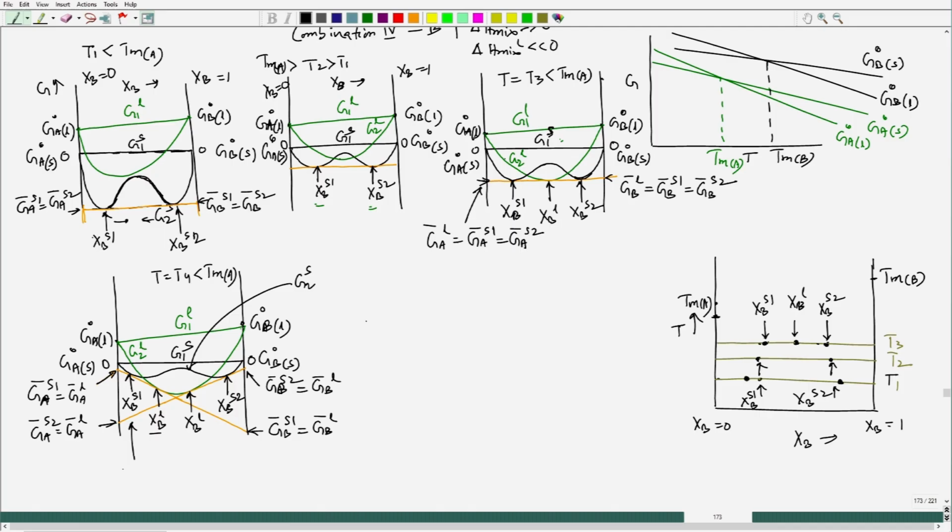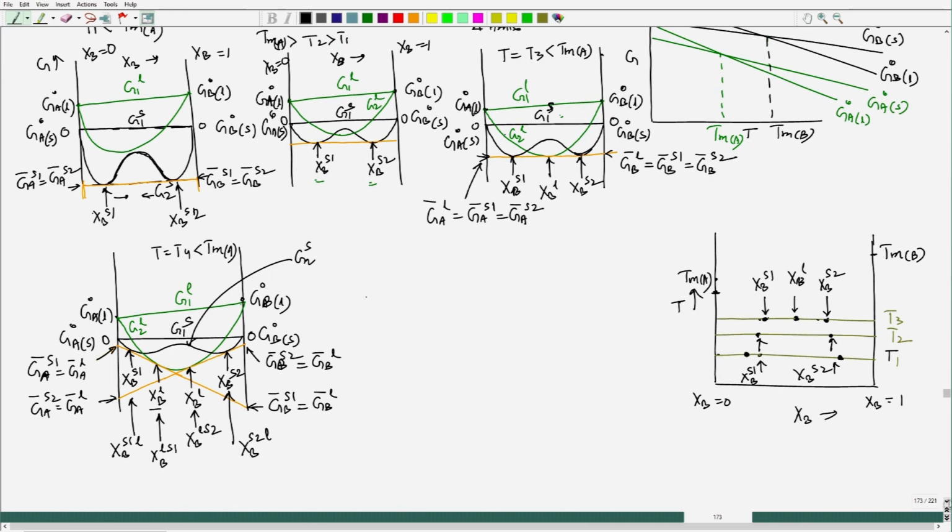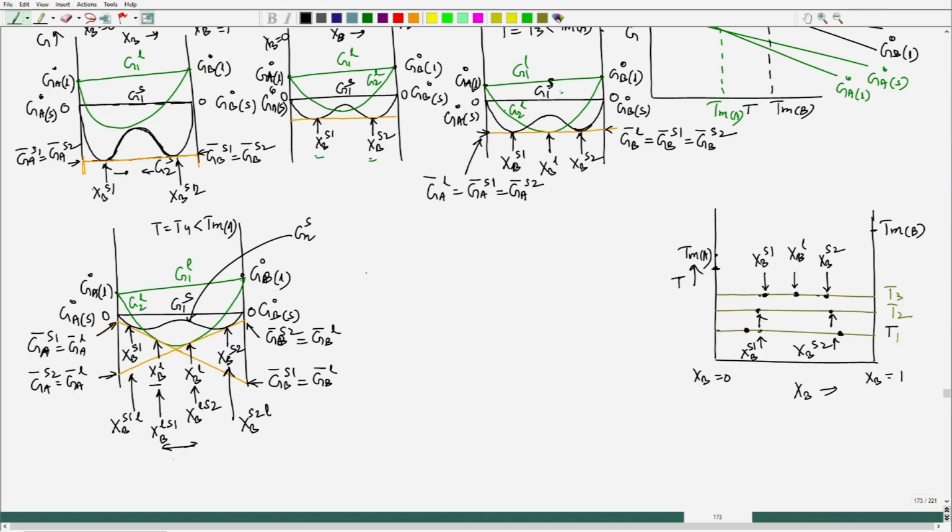Now, this can be written as XB of S1 in equilibrium with liquid. This can be written as XB of liquid in equilibrium with S1. This can be written as XB of liquid, the composition of liquid in equilibrium with S2, and this one can be written as XB, the composition of solid 2 in equilibrium with liquid. And now, between these two, we see the liquid has the lower free energy compared to any other free energies. So, the liquid will be stable.